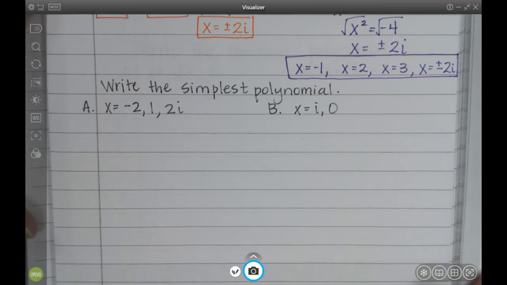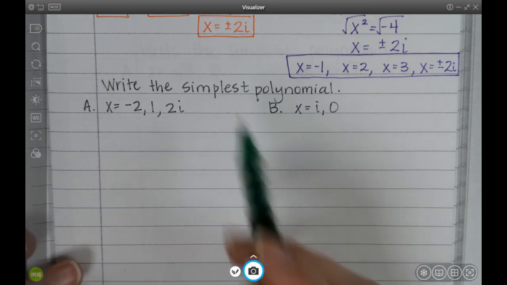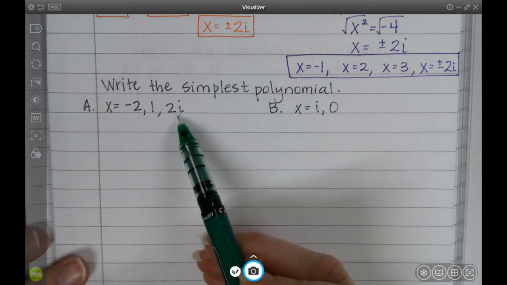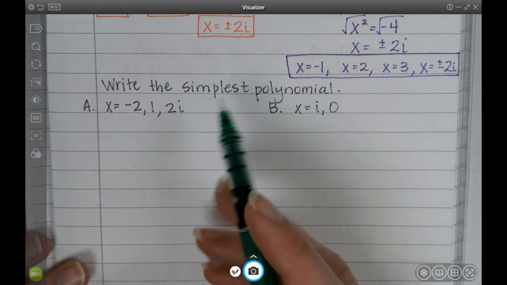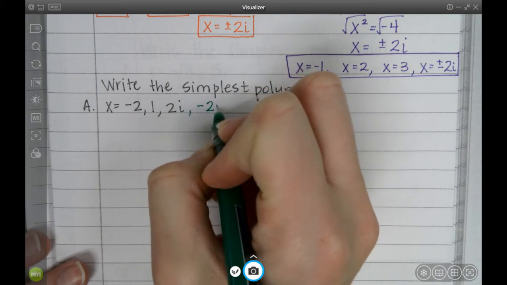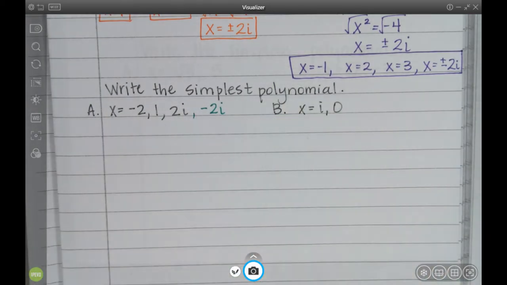All right, so just like last time, we're going to write our polynomials. And then just like what we did with quadratics, if I have a positive 2i as one of my answers, what other kind of answer am I going to have? Do you remember? A negative 2i. I don't know why they try to confuse you by only giving you one of the imaginary answers, but they do. Right? Yes, you could put a plus or minus right here if you wanted to.